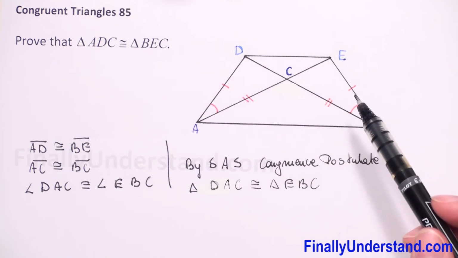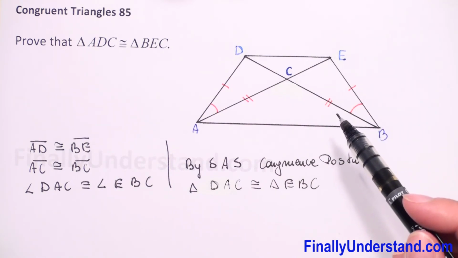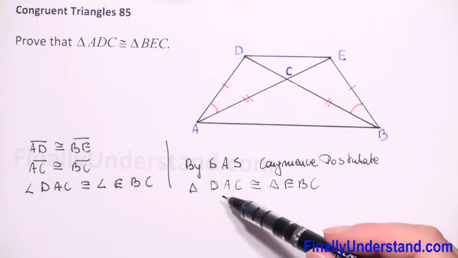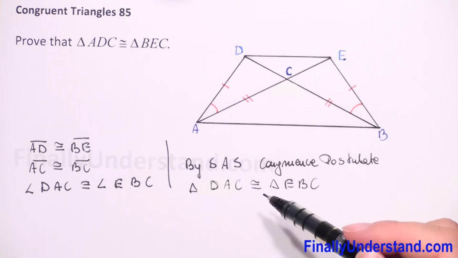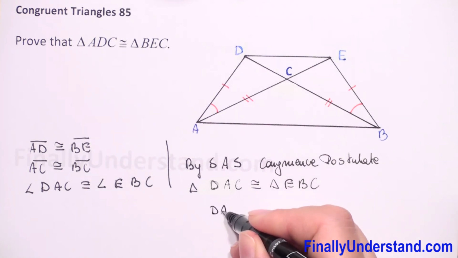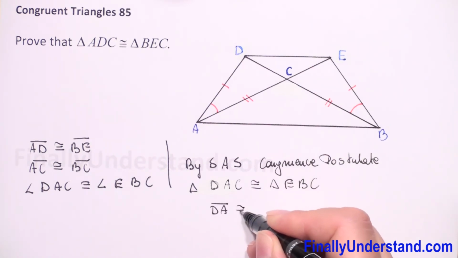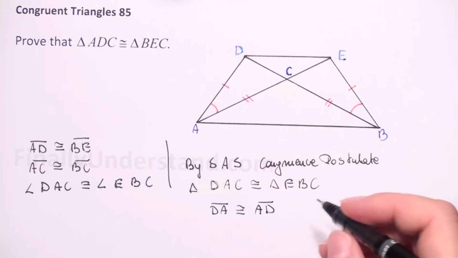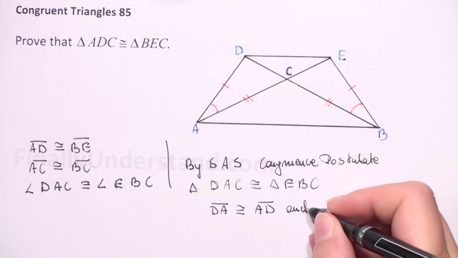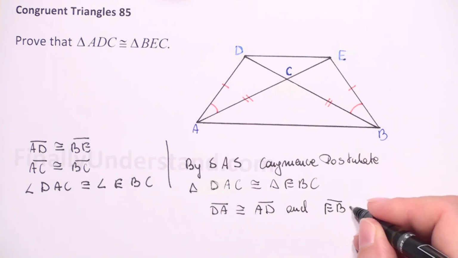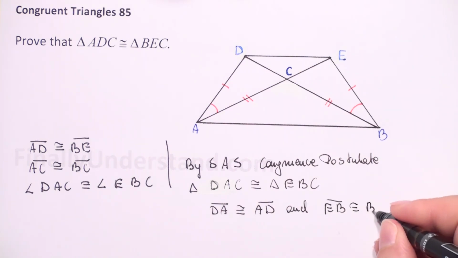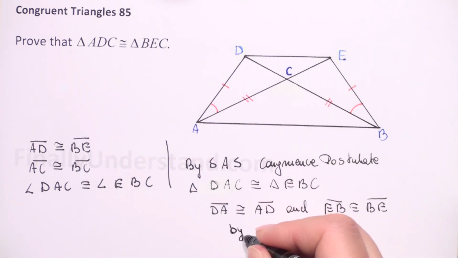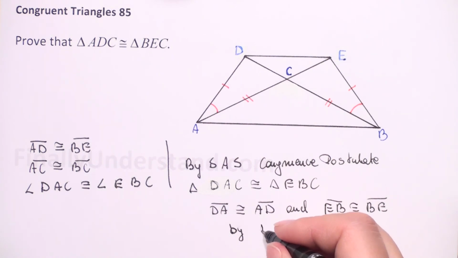So it means that corresponding parts are congruent. So DA is congruent to AD and EB is congruent to BE by reflexive property.